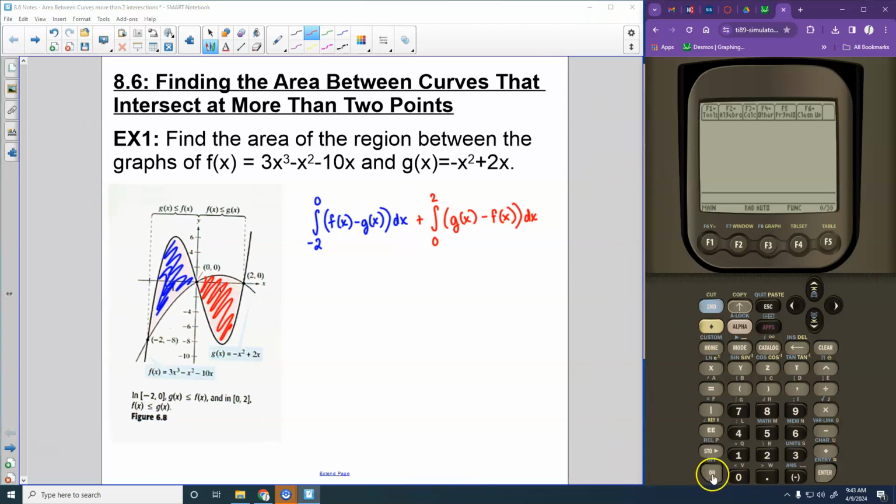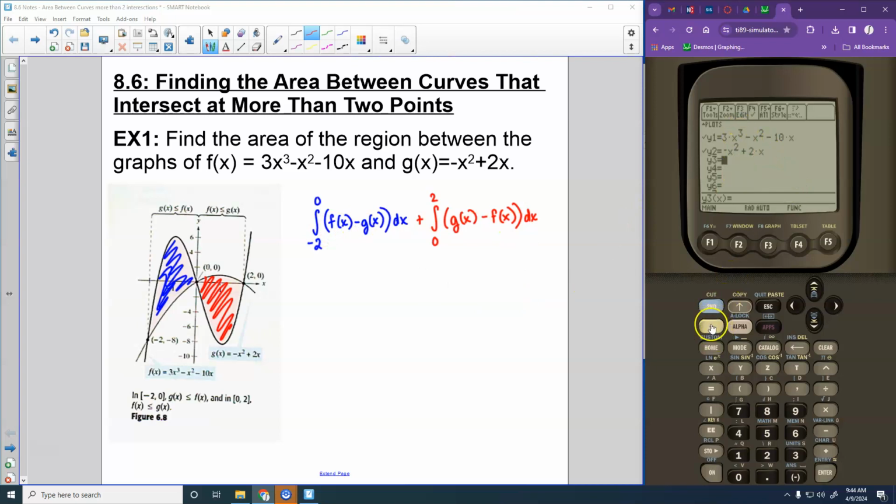So I am going to go to y equals, and I'm going to type in 3x to the third minus x to the second minus 10x. And then I'm going to go to y2, and I'm going to type in -x to the second plus 2x there.